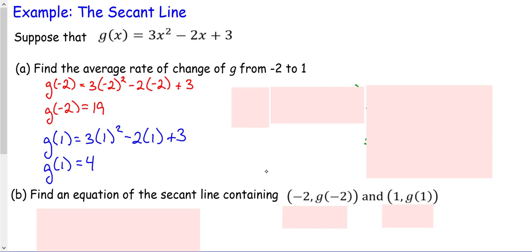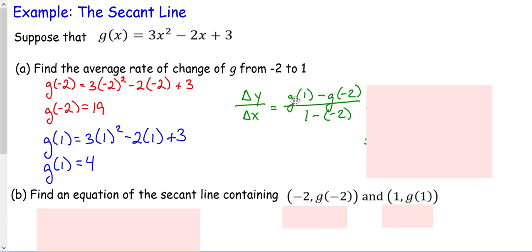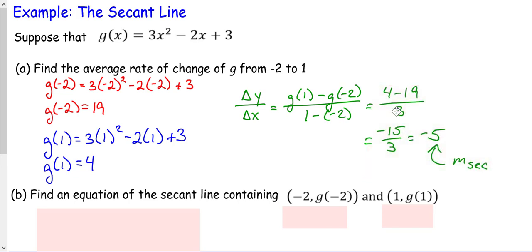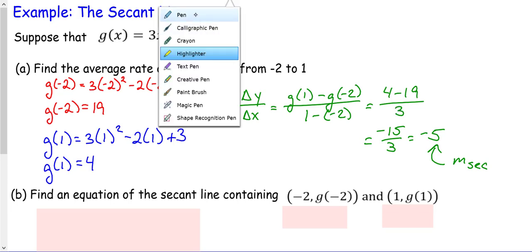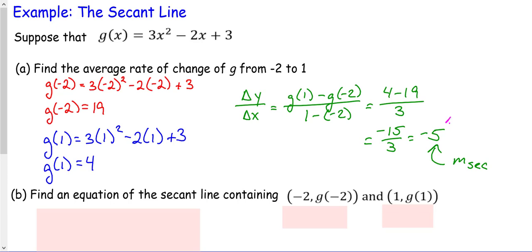We get g of 1 equals 4. The first thing we need to do to find the average rate of change is find delta y divided by delta x. That would be g of 1 minus g of negative 2, over 1 minus negative 2. That gives us a value of negative 5 as our rate of change. And remember, we stated that rate of change is our slope for our secant line.